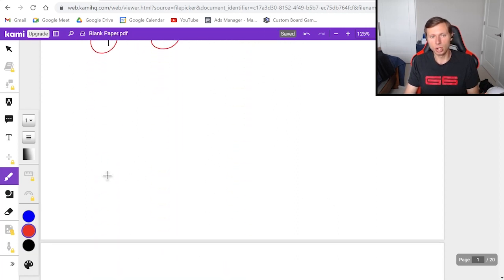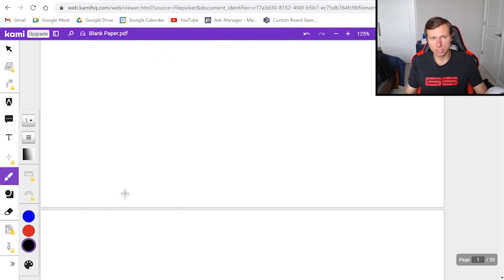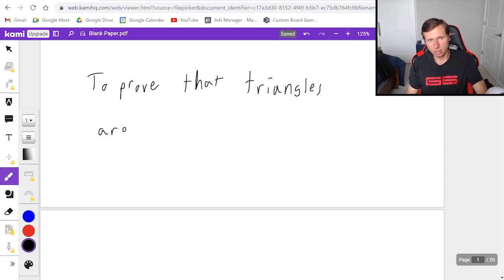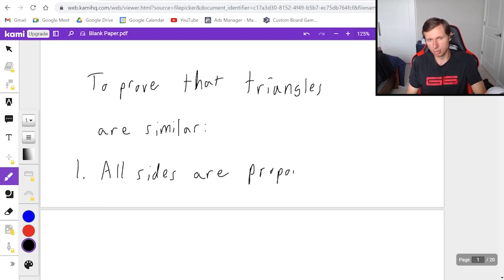Now, that is one of two ways you can prove that triangles are similar. To prove that triangles are similar, you need one of two things. Number one, all sides need to be proportional. Remember, proportional means the fraction thing that we just did in the problem above. And you need all the sides to be proportional. In other words, 3 matching pairs, 6 total. And that doesn't happen all the time.